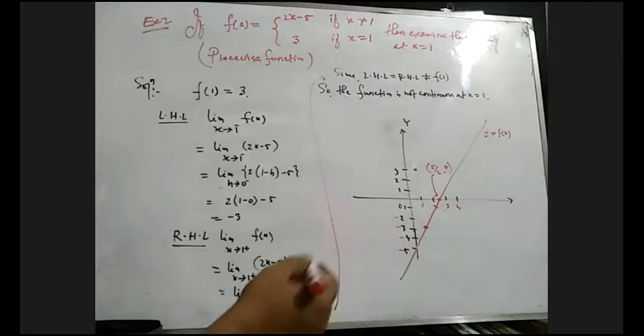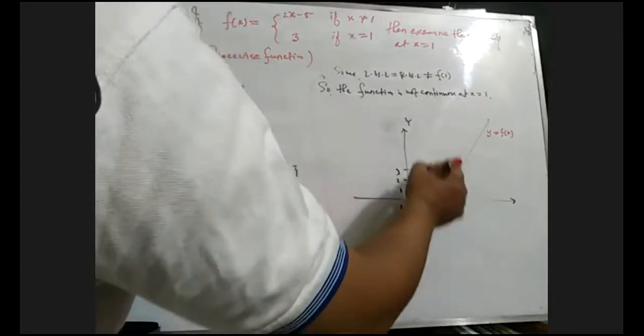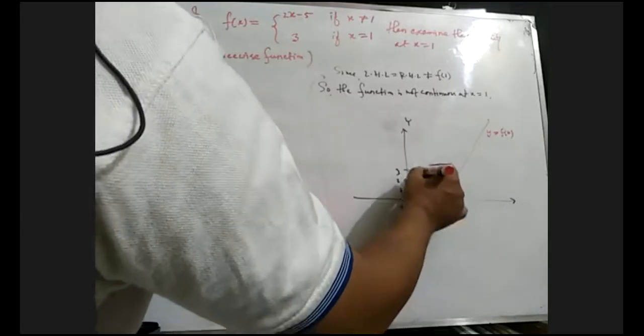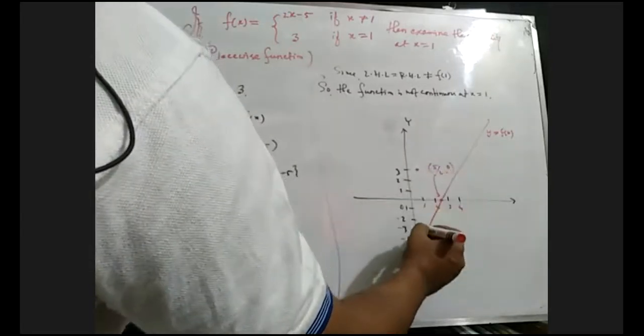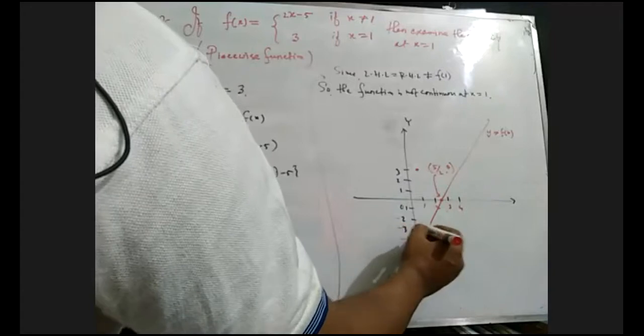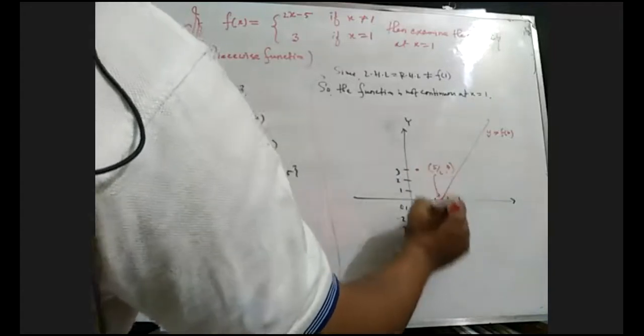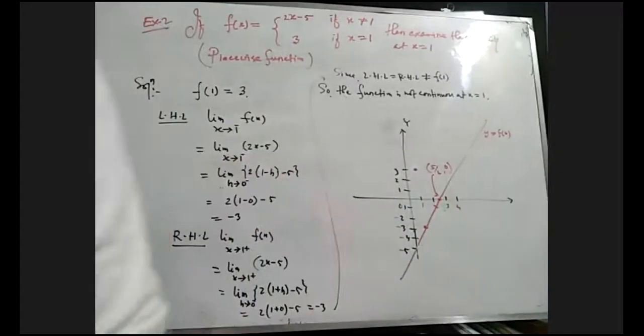And obviously we see that at x equals 1, we get f of x equals 3, but the limit we got is minus 3. So this is discontinuous. From the figure, we see that the function is not continuous.